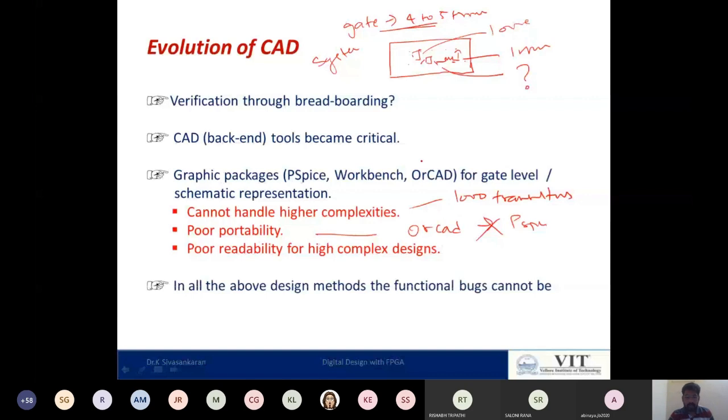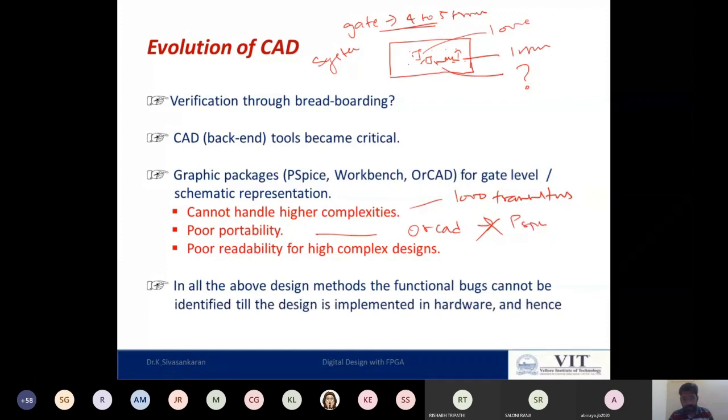And with all the above design methods, the major issue is that you can only find the final bug at implementation. The functional bugs cannot be identified till your design is implemented in hardware, and hence your total design time is pretty long. At the end of the day, once you complete all your design over a period of time and finally find there is a bug, again you need to redo. So that's why CAD tools become important, and at each and every level of abstraction we do verification. That is possible through these CAD tools.